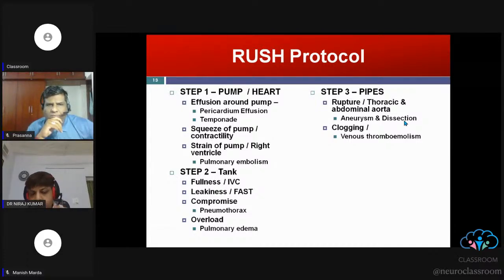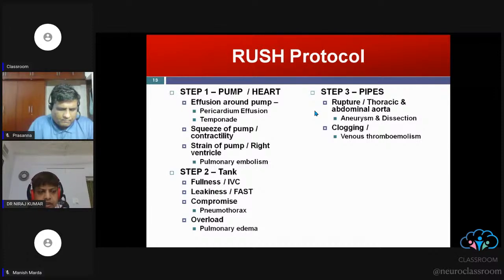So you should have a strong suspicion in your mind that this might be one reason for the shock. And the last part of the protocol is to scan the popliteal vein and the femoral vein to see any evidence of thrombosis. That's an indication of pulmonary embolism. So these are very simple steps that you just quickly perform.